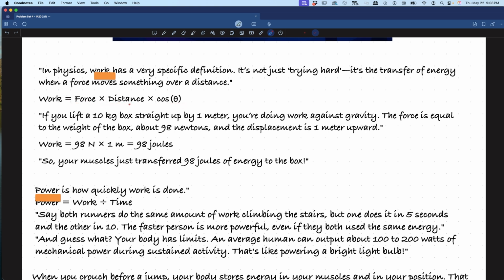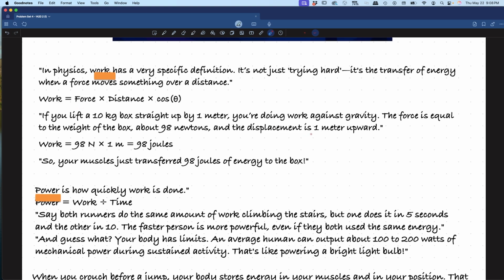Now, for example, if you lift a 10 kilogram box straight up by 1 meter, you are doing work against gravity because you're going against gravity. The force is not 10 kilogram, but rather it is the weight of the box, which is 10 times 9.8 or 98 newtons. That is the weight or the force that you are having to apply.